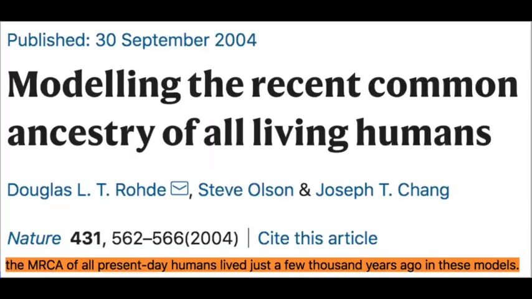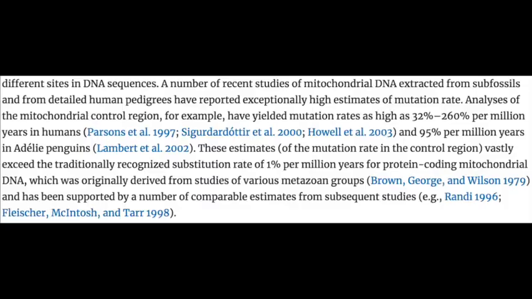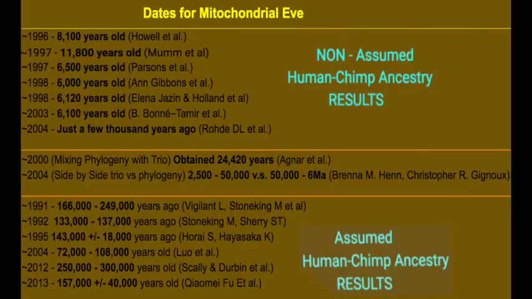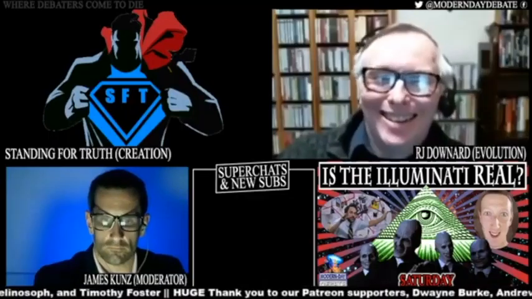This paper right here is modeling the recent common ancestry of all living humans. The most recent common ancestor of all present-day humans lived just a few thousand years ago in these models. And I got all these papers. You've seen them in my opening presentation. Now, I'm going to ask you again, and I'll give you plenty of time to answer. Based on the empirical method, based on pedigree-based studies, mitochondrial Eve goes back just 6,000 years, and Dr. Nathaniel Jensen said, if this is true, the history of civilization... no! It doesn't. And I want to hear what you have to say, just real quick.